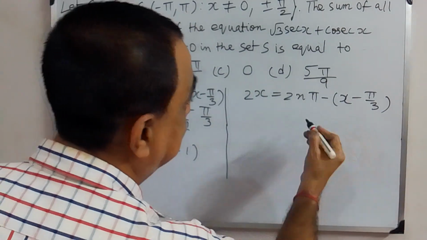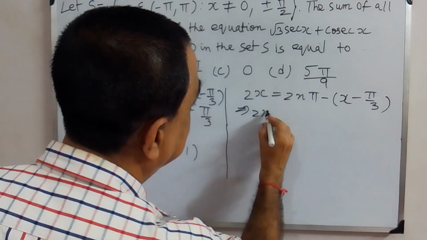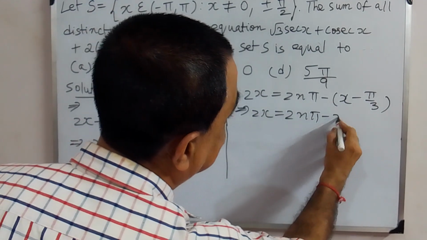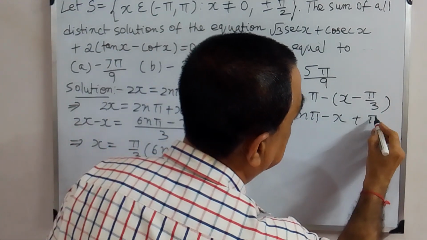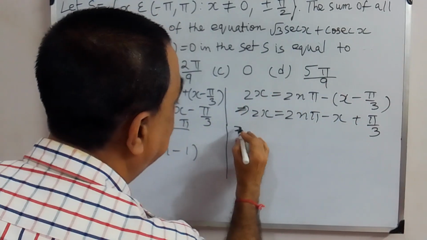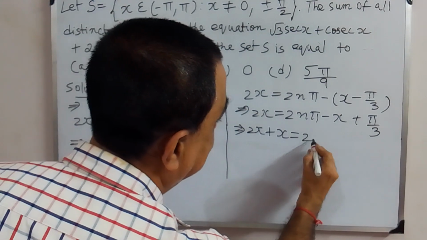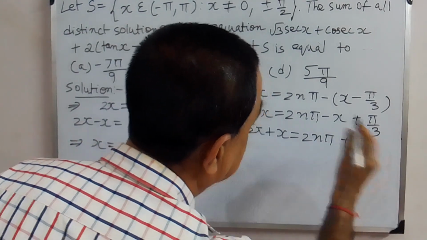And from here, what is the value of x? We have to solve this. So simplify this. 2x is equal to 2n pi minus x, open the bracket, it will become minus x, and plus pi by 3. Now bring minus x this side, so this will become plus x. Clear? And this will be 2n pi plus pi by 3.